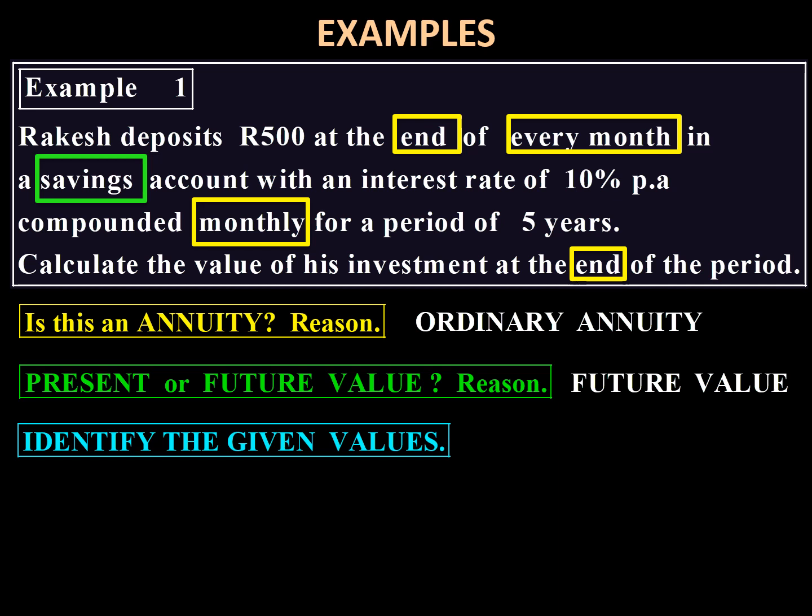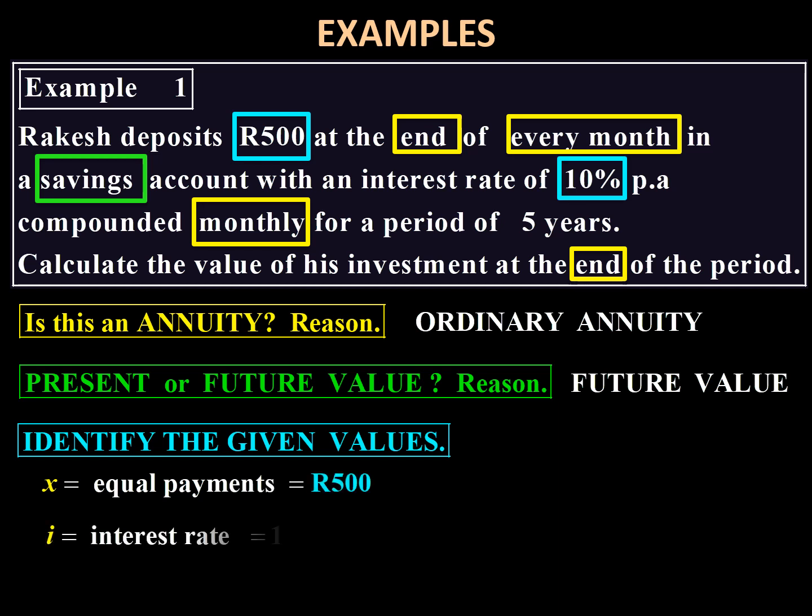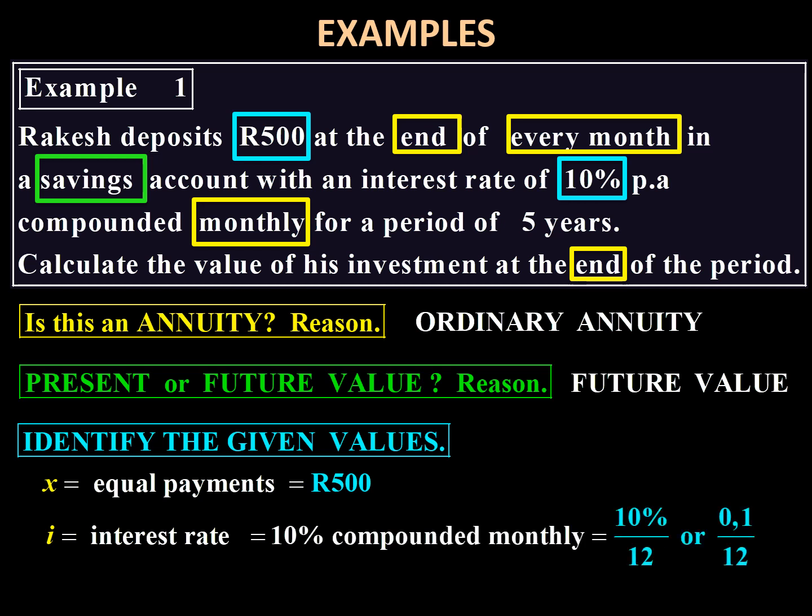We need to identify the values or the amounts that are given here. And what are the amounts? We have 500 Rand, which is our X value. Then we have the 10%, and the 10% is my interest rate. And remember, it is monthly, so it's 10% divided by 12. I suggest you leave it in percentage notation there. It's much easier. Then 5 years, that's your N. But remember, it's N years and it's monthly, so it's N times 12, which is equal to 60. We'll go to the next slide.